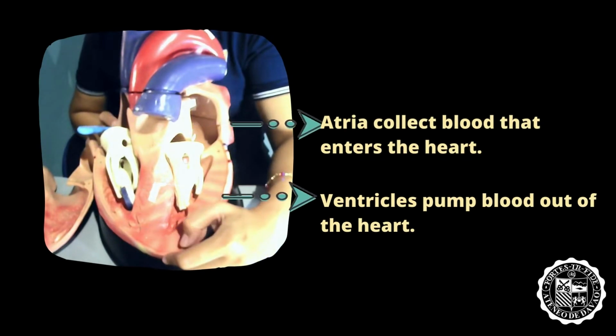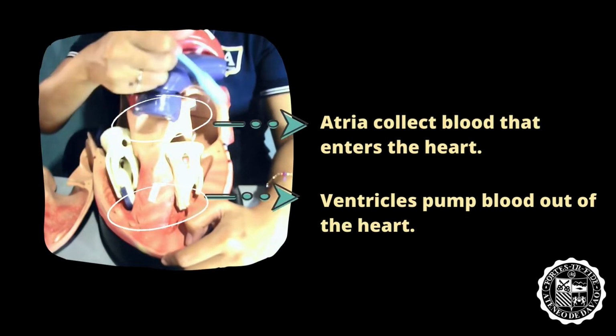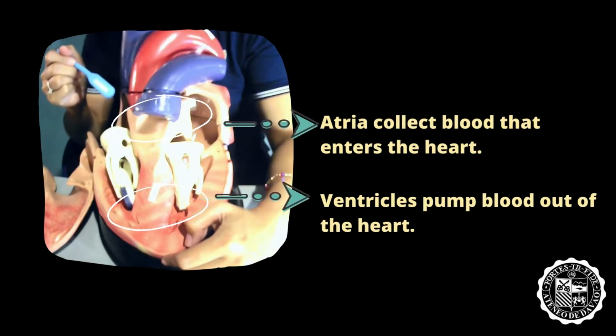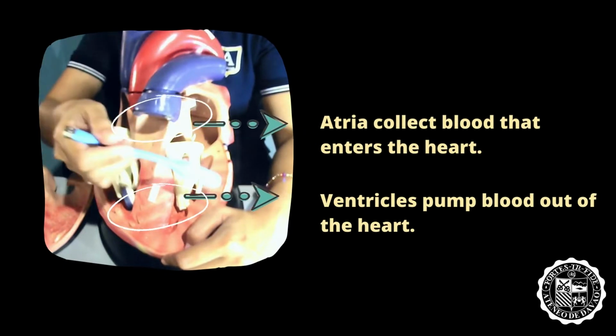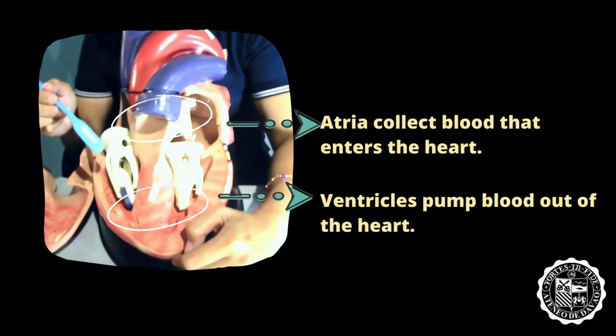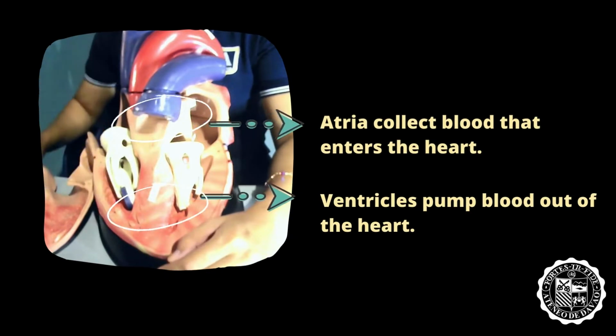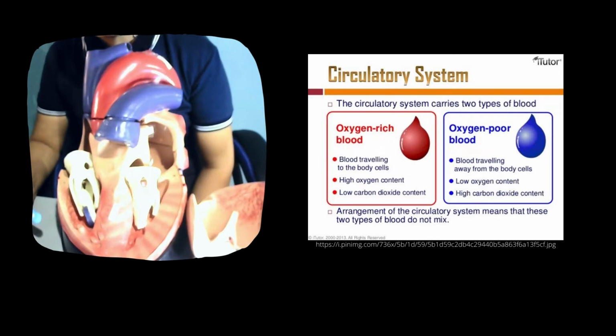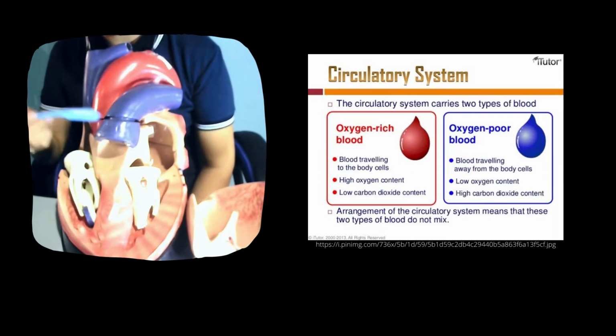The chambers of the heart have different functions. The atria collect blood that enters the heart, and the ventricles pump blood out of the heart. Take note that the different colors indicate the type of blood that it carries. The blue indicates the deoxygenated or oxygen-poor blood. The red carries oxygenated or oxygen-rich blood.